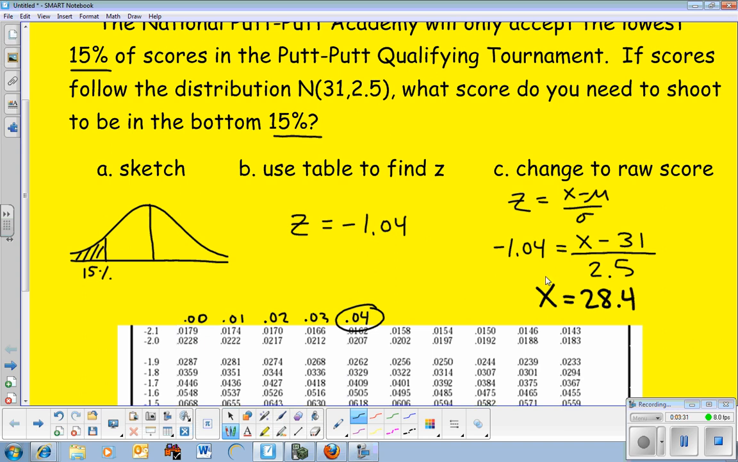All right, so if it's a real world situation, you need a whole number. Maybe it's 28, maybe it's 29. It's just an example, so we're not going to worry about the details. So that's what I would call a normal backwards. Normally, I give you a raw score, you change it to a z, you sketch it, you look it up on the chart. Now we do that in reverse to go from z-score to raw score. So there we go, that's backwards.